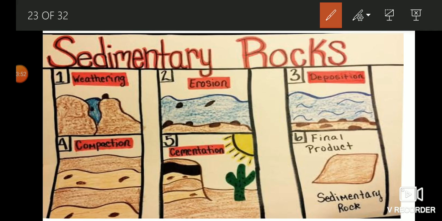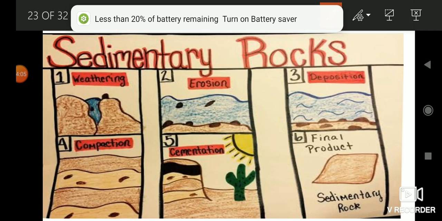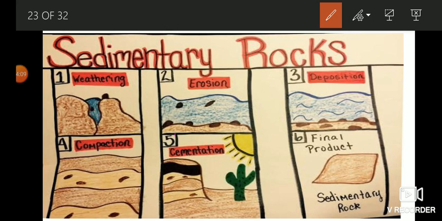Okay, in this diagram you can see that sedimentary rocks, sediments actually mean deposition. Sedimentary rocks are formed from the deposition of different rock particles. Now, what is the process of sedimentary rock formation?